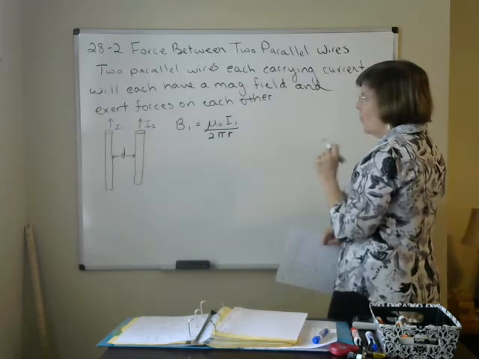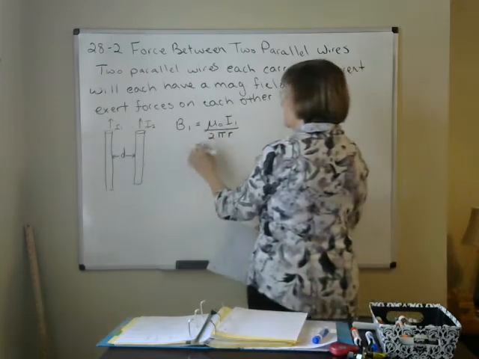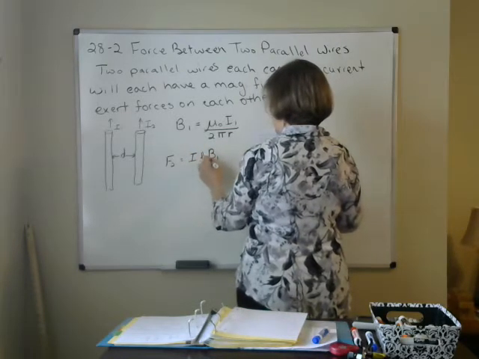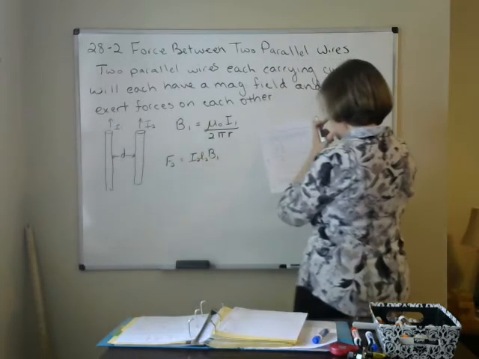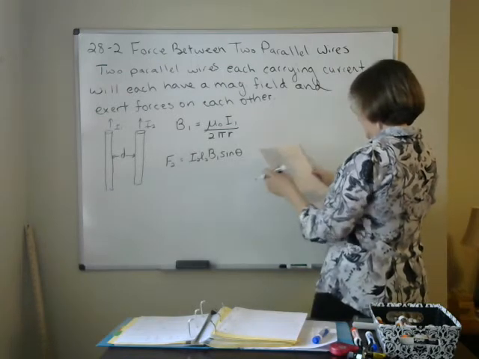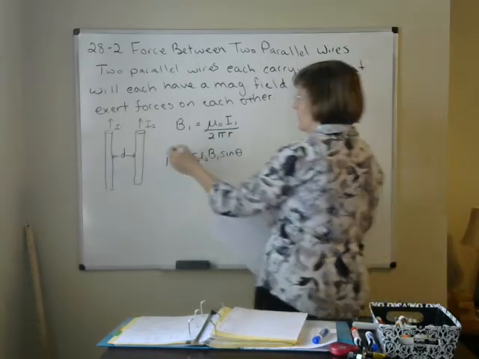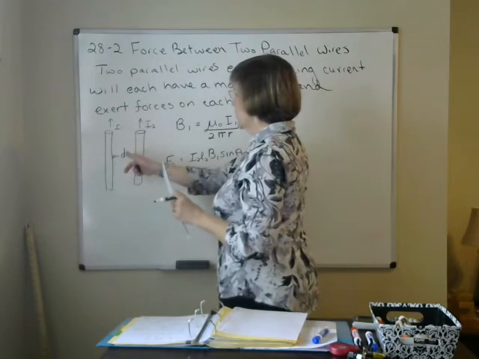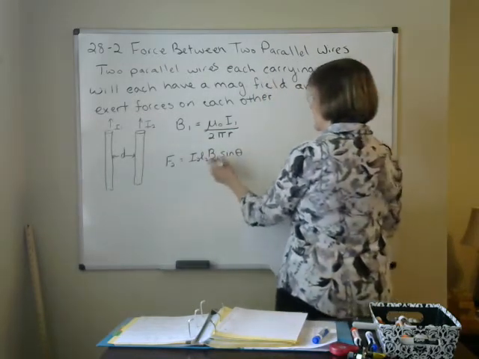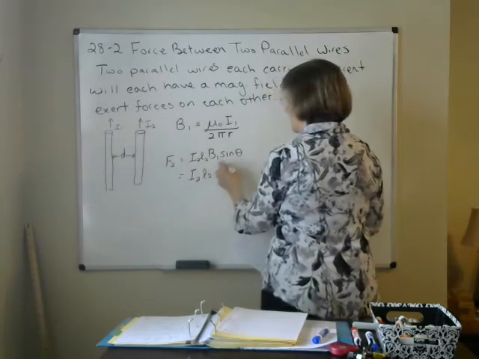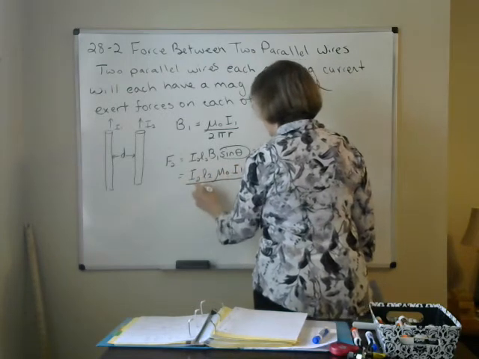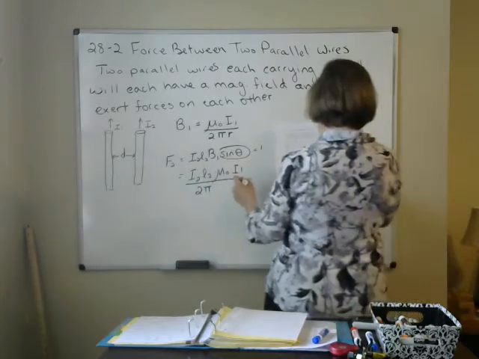Now, wire 2 feels a force because of this. Wire 2 feels a force equal to I L B, I2 L2 times B1 sine theta. If we think about the direction, the magnetic field is perpendicular right here. The magnetic field is going into the board, so that's a 90-degree angle from I2. Sine theta is going to be 1. So this simplifies to I2 L2 times B1, and B1 is mu naught I1 over 2 pi, and the distance between them in this case is d.